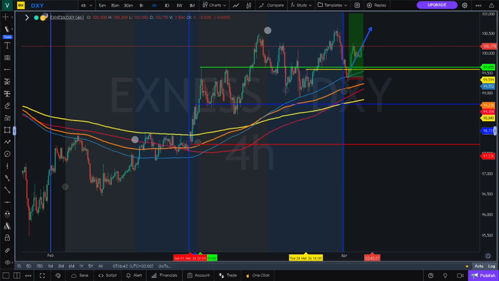Usually, we start with DXY, then Euro dollar, Pound dollar, US dollar Japanese yen, and US dollar Canadian dollar. So, traders, we are going to dive deep, see what happened, how we got into this beautiful entry right before your screen, and continue further down with other currencies.